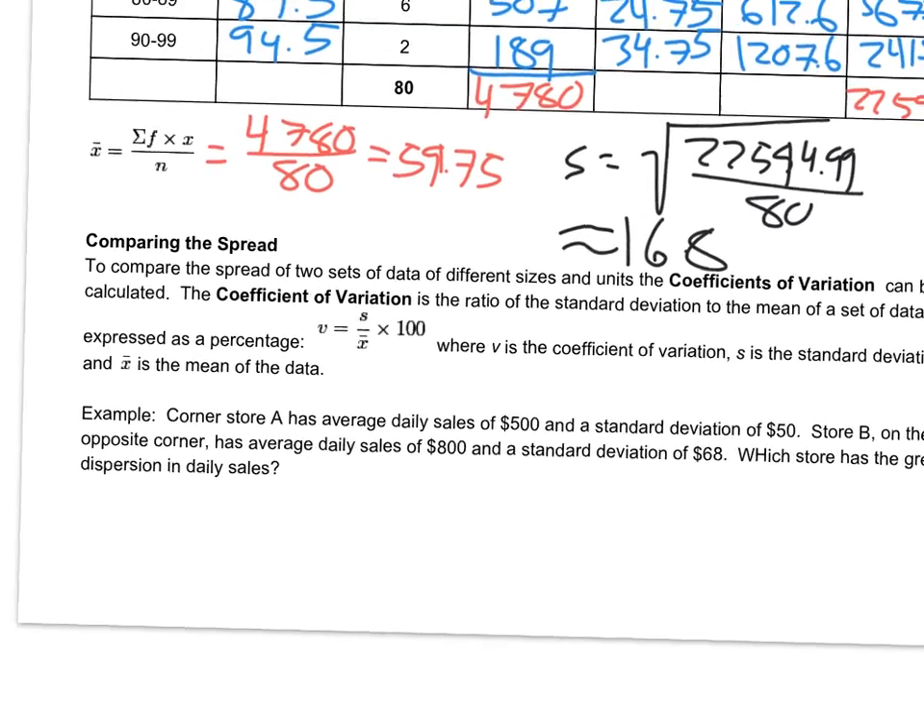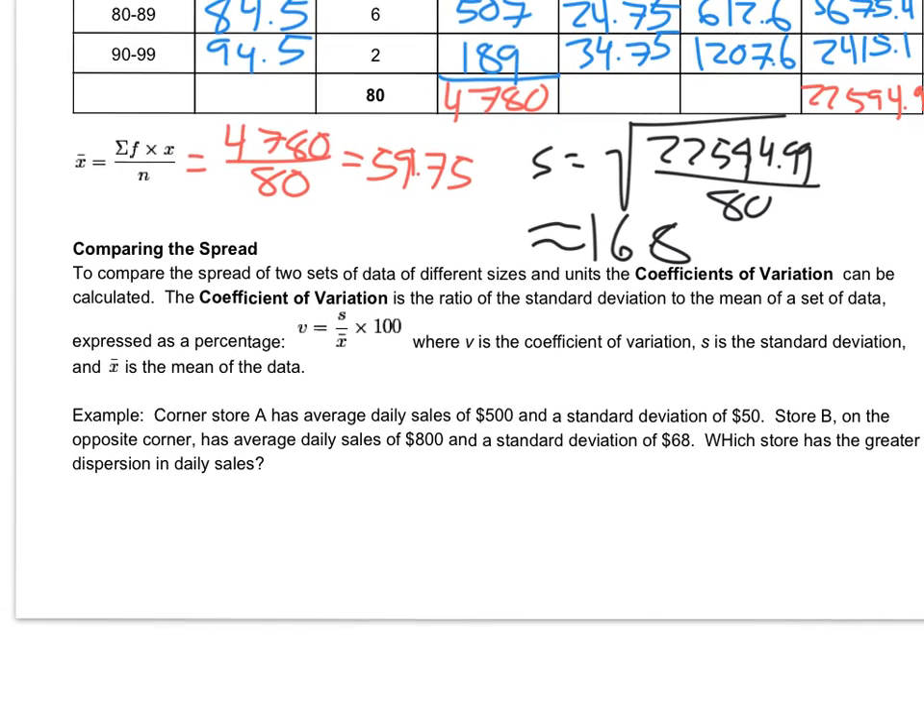The only other thing I wanted to show you real quick was how to compare the spread of data. So if you have different types of data with different sizes, different averages, different means, you can still compare the data using this coefficient of variation. You can read all the stuff that goes with it here, but the formula is this right here. The coefficient of variation is equal to the standard deviation divided by the mean times 100.